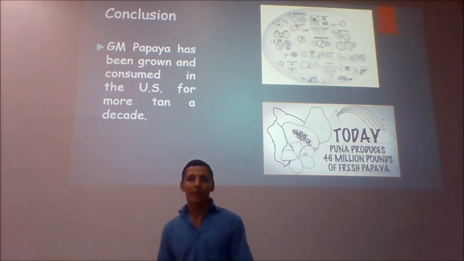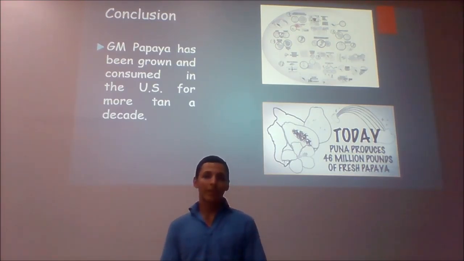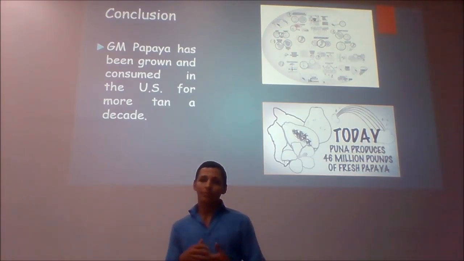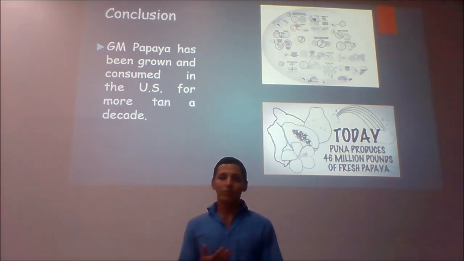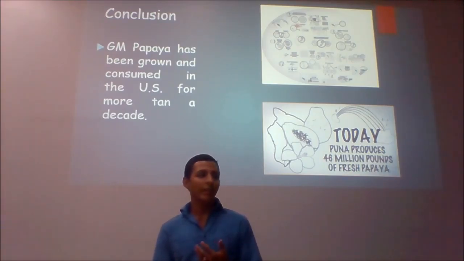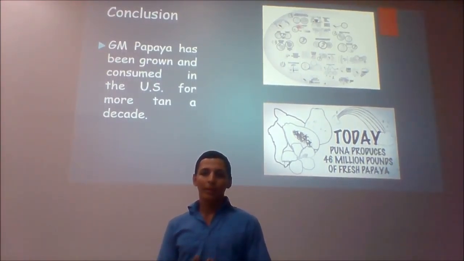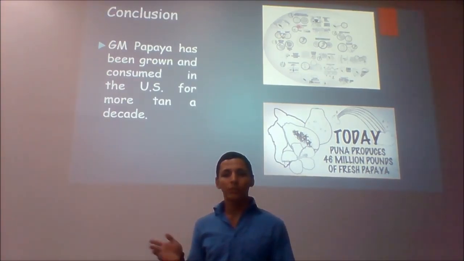So you have already seen the four steps of how a GMO is made, and I hope you have your own conclusions. But our conclusions are that genetic engineering allowed the introduction of pure virus resistance without altering other traits of the papaya or changing the plants in other ways. The plants were exactly the same in nutrition and safety. 70% of the papaya that is sold is GM papaya, which has been grown and consumed in the United States for more than a decade. This is just one GMO story.